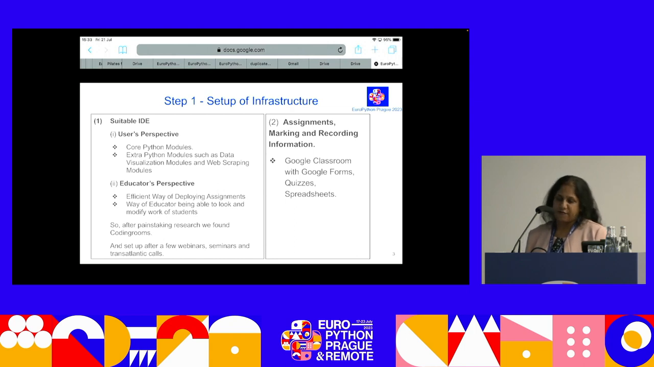Secondly, we needed an efficient way of developing and marking termly tests and recording the scores. And with such large numbers of people involved, we needed to automate this as much as possible. And for that, I discovered Google Classroom with Google Forms, quizzes, and spreadsheets. So we had to spend a considerable amount of time sourcing, setting up, and conducting research with regards to creating the infrastructure for a proper learning environment.